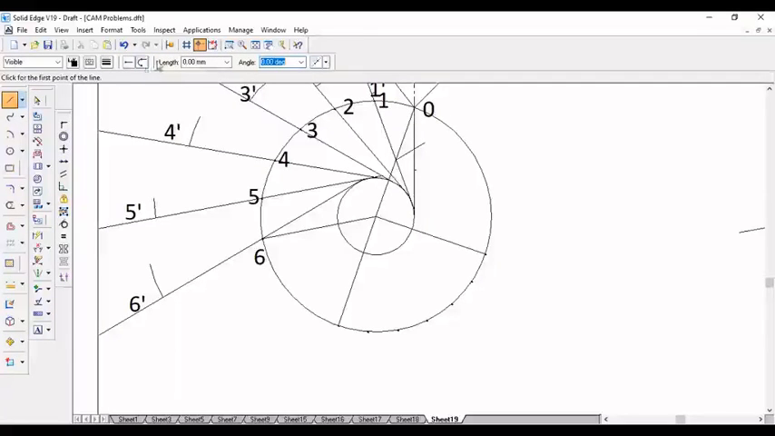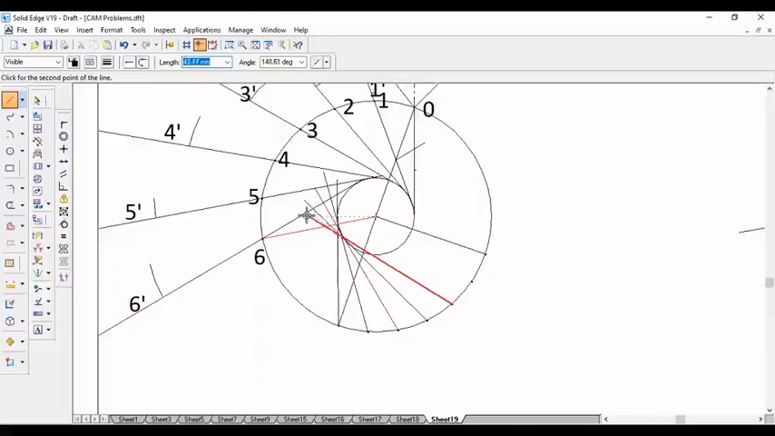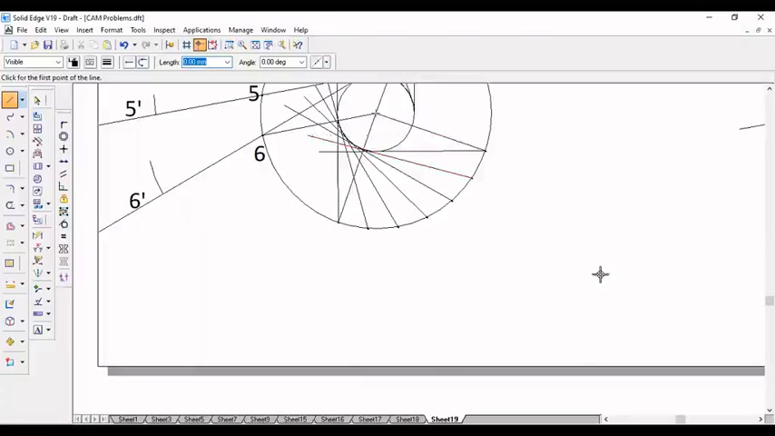Now I'll take a line. I just have to draw a line from each point, a tangent to the circle, like this. From each point, do not leave even this line also. From every point you must draw a tangent. Okay, look at this. These are all the tangent lines, and these lines must be extended. All the tangent lines must be extended.